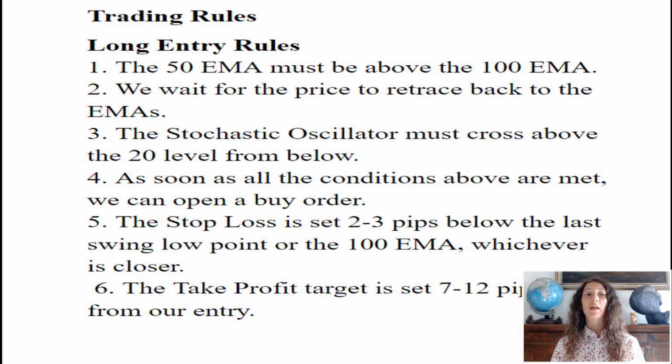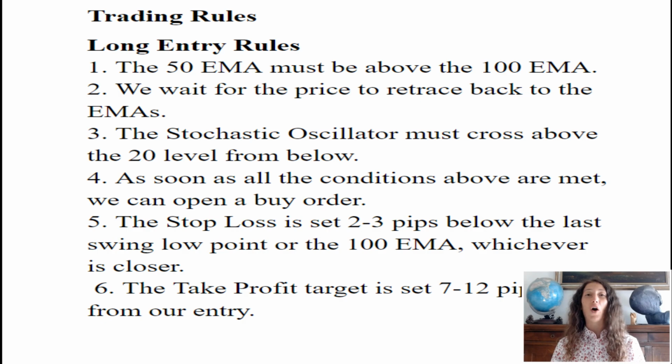Trading rules. Long entry rules. The 50 EMA must be above the 100 EMA. We wait for the price to retrace back to the EMAs. The stochastic oscillator must cross above the 20 level from below. As soon as all the conditions above are met, we can open a buy order.